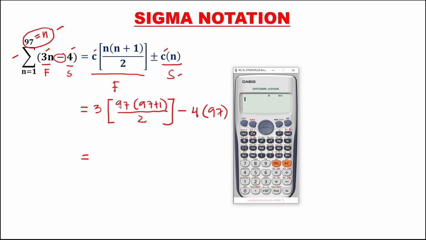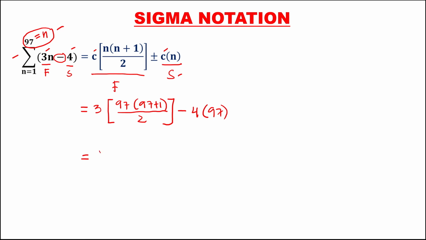First, we need to solve what is inside the parentheses. So this is 97 times this 97 plus 1, that's 98. Then divide by 2. Then we have times 3 equals, then minus. So we can have the open parenthesis, 4 times 97, then close parenthesis, equals. So this is equal to 13,871.